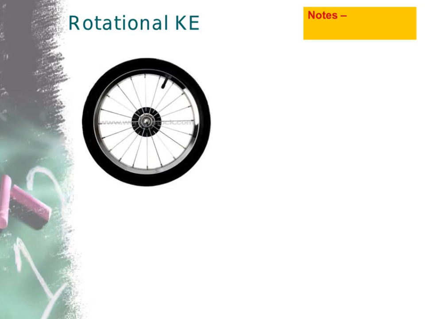Okay, well, let's do a really quick example. Let's say I have a tire, and it has a radius of 0.4 meters. It is spinning at an angular speed of 2 radians per second, and it has a mass of, let's say, 0.8 kilograms. It's a pretty light tire, but I'm just doing this for an example.